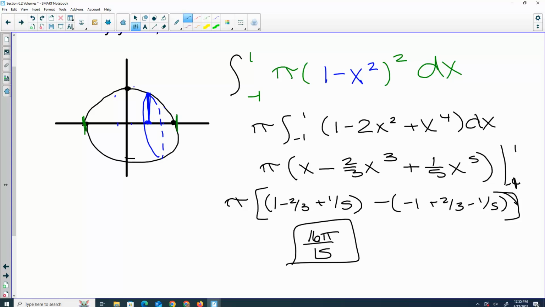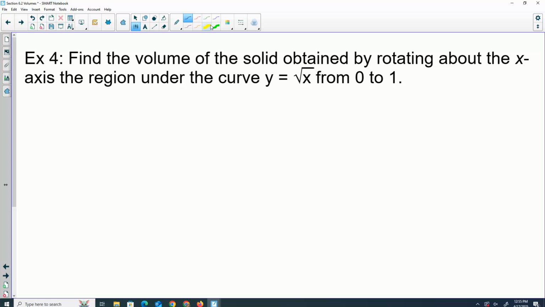Let's try one more. Find the volume of the solid obtained by rotating about the x-axis the region under the curve y equals the square root of x from 0 to 1. So if I draw my picture, y equals square root of x is always our radius. If we put in 0, we get 0. If we put in 1, we get 1. We could do more points, but we don't need to because we're just looking at that section.